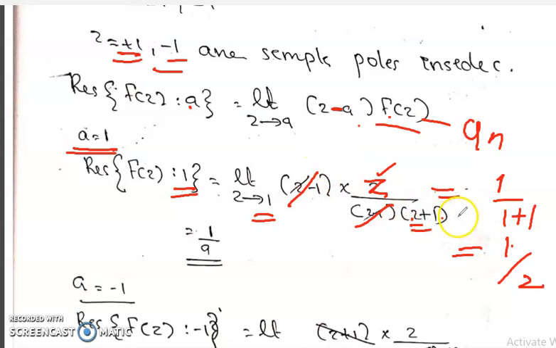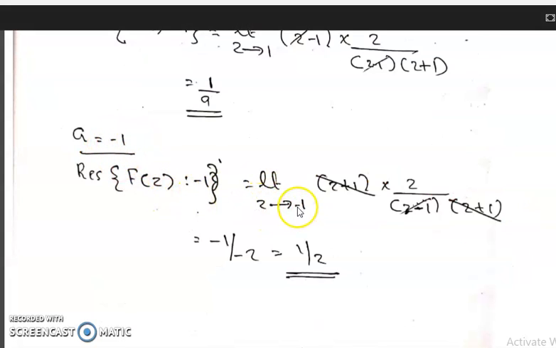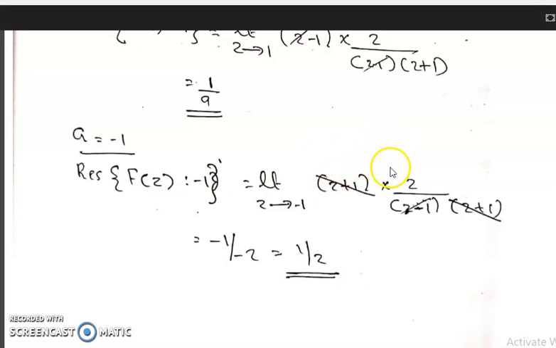Z plus 1. 1 by 2 is the answer here. So now we'll continue. Similarly, you can find the residue at the point minus 1. So replace a by minus 1, z tends to minus 1. Z minus a means z minus of minus 1, that is z plus 1. Then f of z is our question.